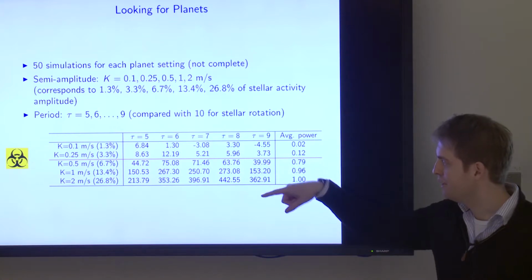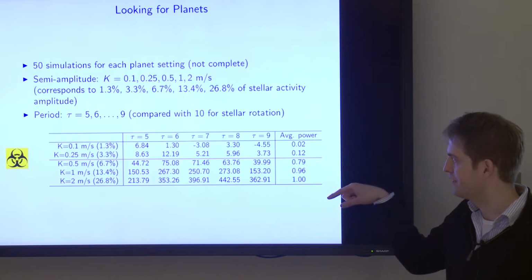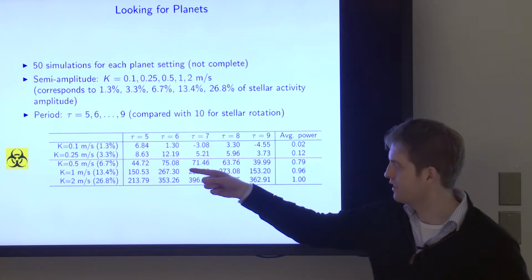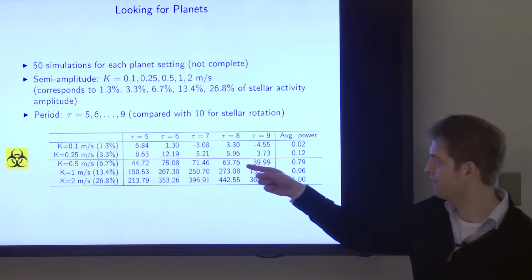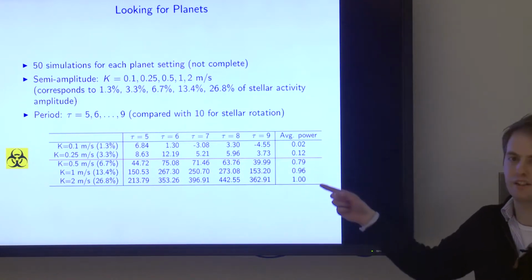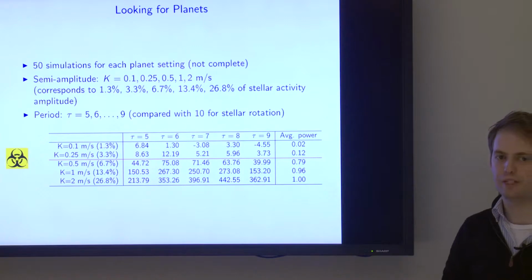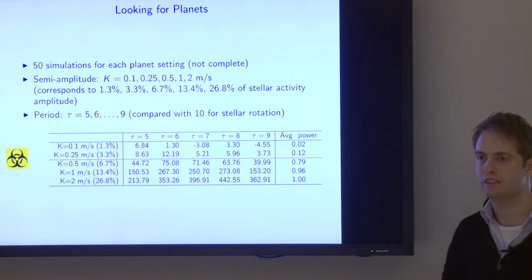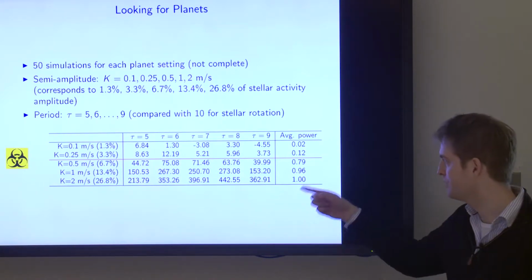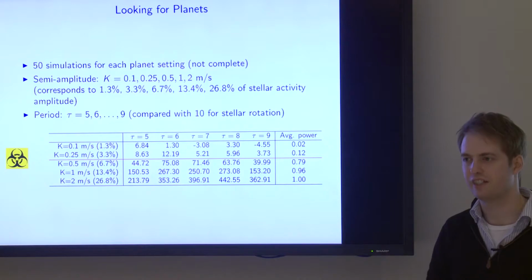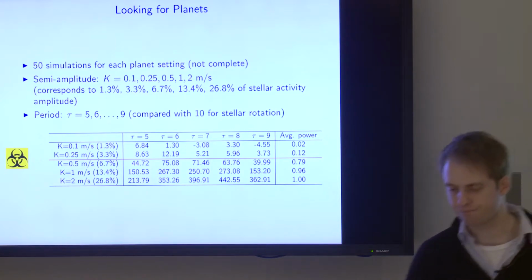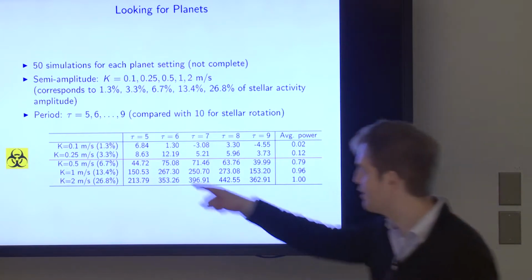When the signal gets bigger, we gradually do better and better. And you see by k equals 0.5, we're at 45, 75, 71, 63. So these values are all bigger than our cutoff of 32. So most of the time we're rejecting the null and saying there's a planet. And by the time we get to k equals 2 meters per second, we basically always find the planet. Okay, so that's good.